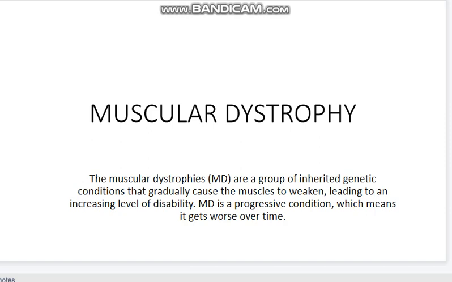Today I want to discuss muscular dystrophy in brief. Muscular dystrophies are a group of inherited genetic conditions that gradually cause the muscles to weaken, leading to increased levels of disability. Muscular dystrophy is a progressive condition, which means it gets worse over time.